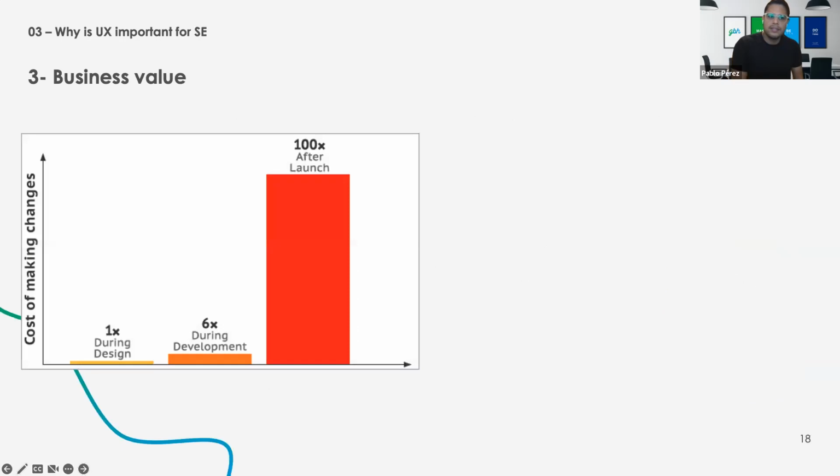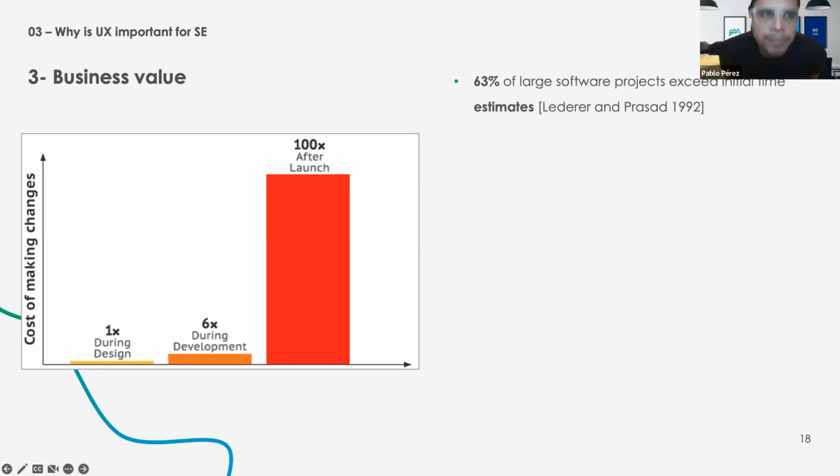And with that is this graph. There are some findings of studies made to support this perspective. It's more than 10x more costly to fix something after the product is launched. It's 10 times more costly than in the design phase. In development, engineering is 6 times the price of fixing it during the design phase.